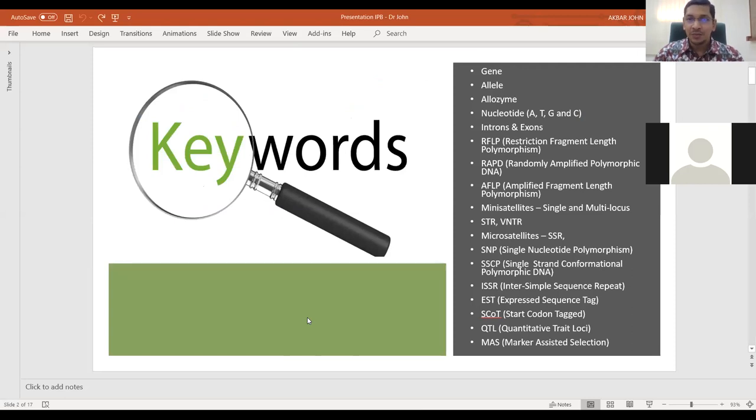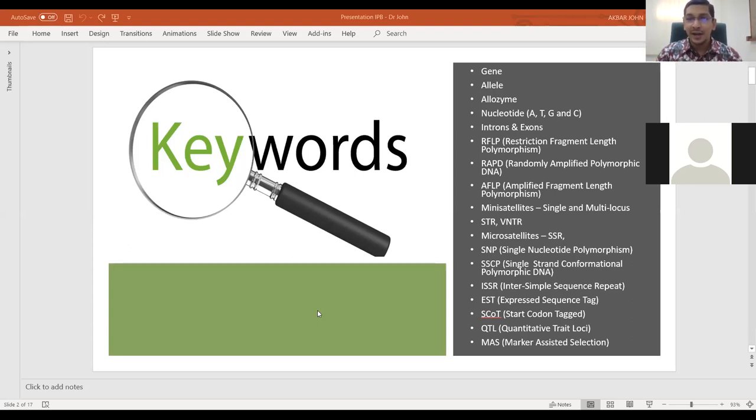When it comes to any molecular markers, this presentation was initially prepared to address molecular markers in aquaculture practices. But you will come across a lot of keywords as well. In any research paper that you come across, you will find technical words like gene. Of course, we know a gene is the ATGC in the DNA. DNA is made up of nucleotide base pairs: adenine, guanine, thymine, cytosine. ATGC are the constituents of the gene.